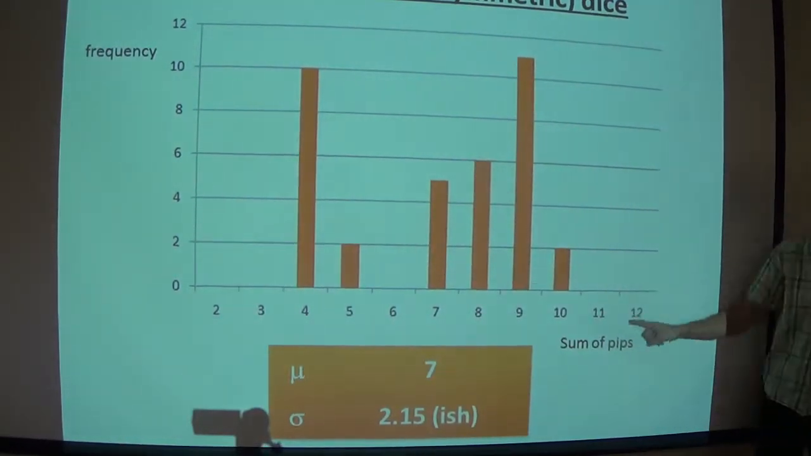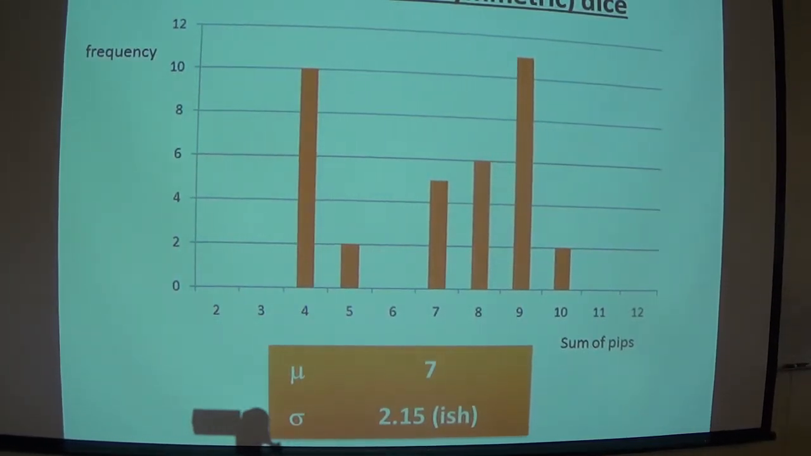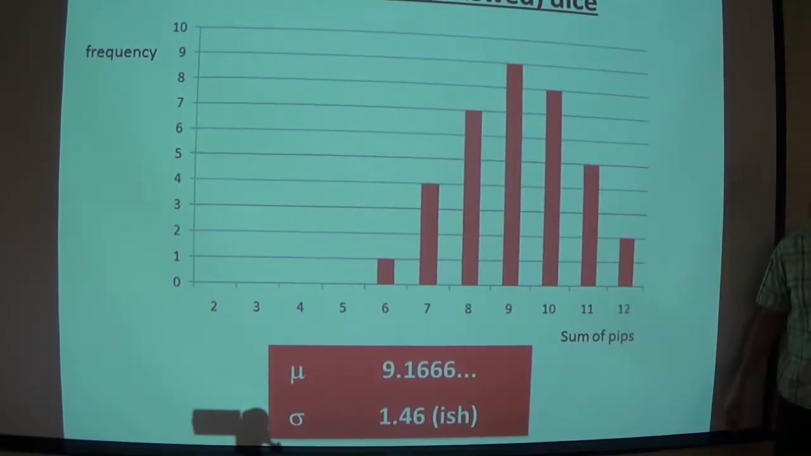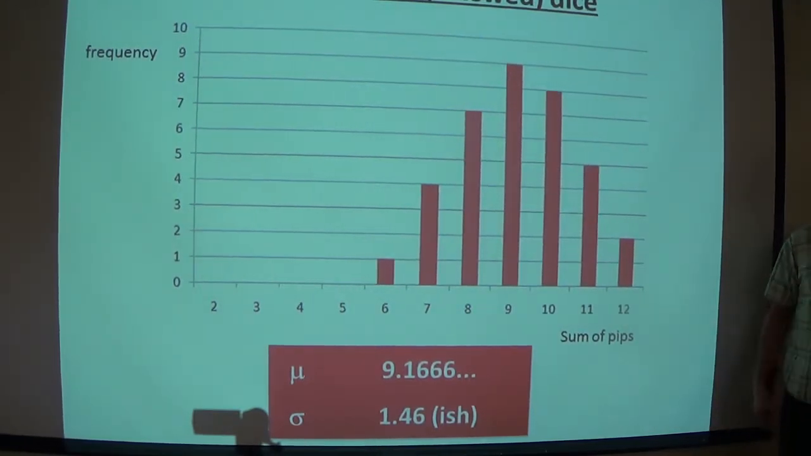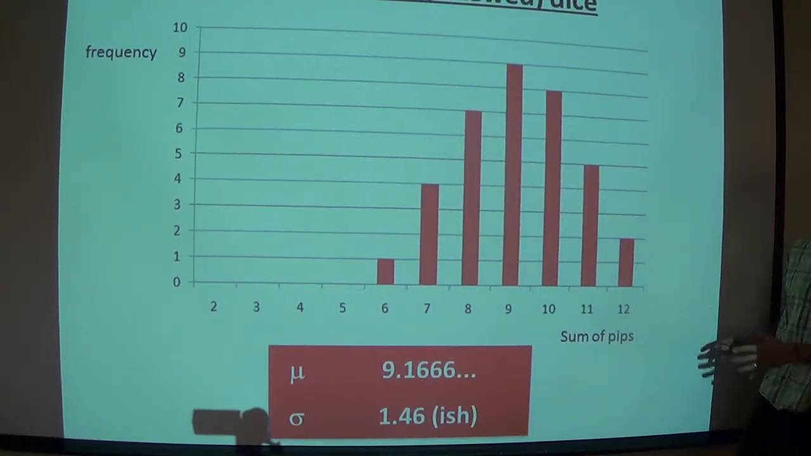There's no wicked extremes at 11 and 12 or 2 and 3. They're all between 5 and 10, or 4 and 10. And last but not least, the only one even remotely resembling a bell curve was the red dice, right? Now, the fact that it's compressed, instead of covering the entire 2 through 12, it covered 6 through 12.